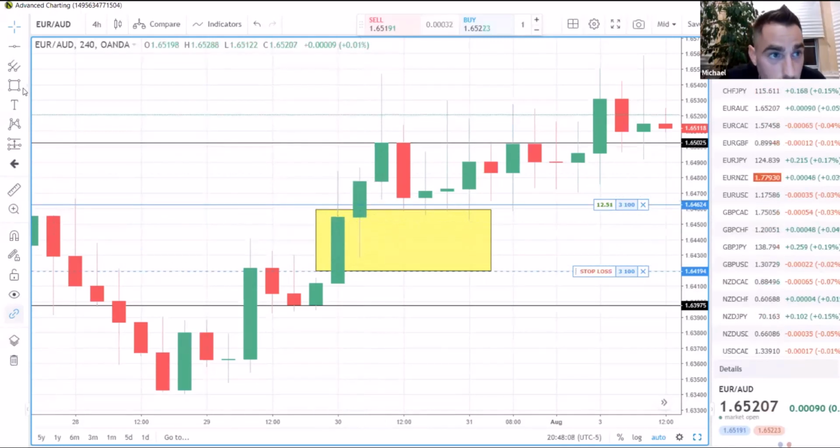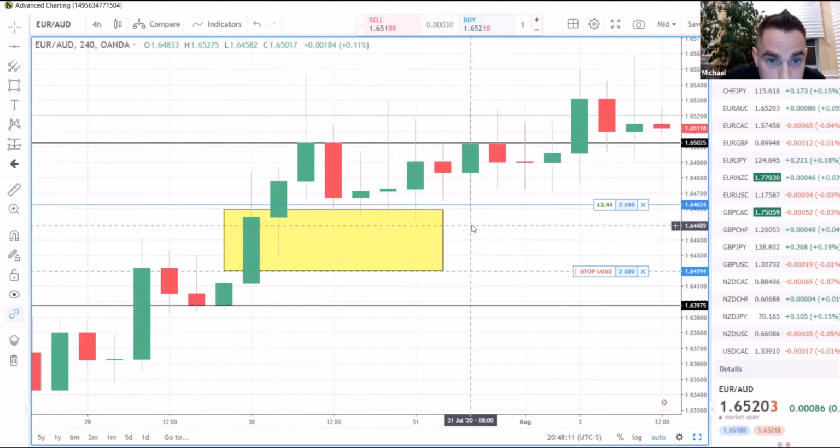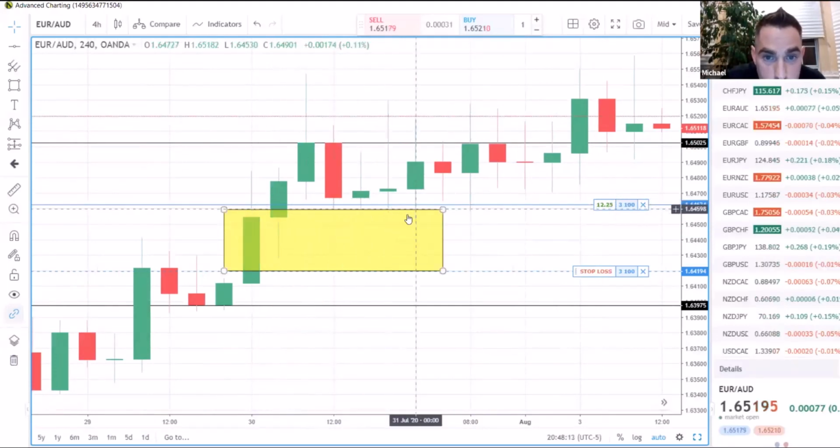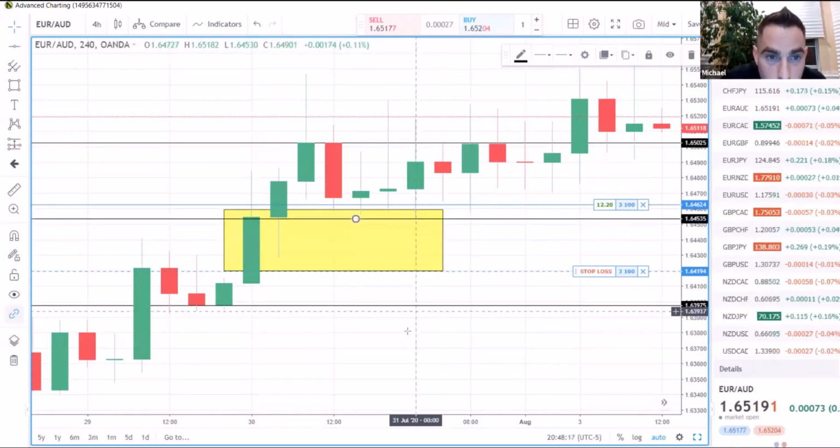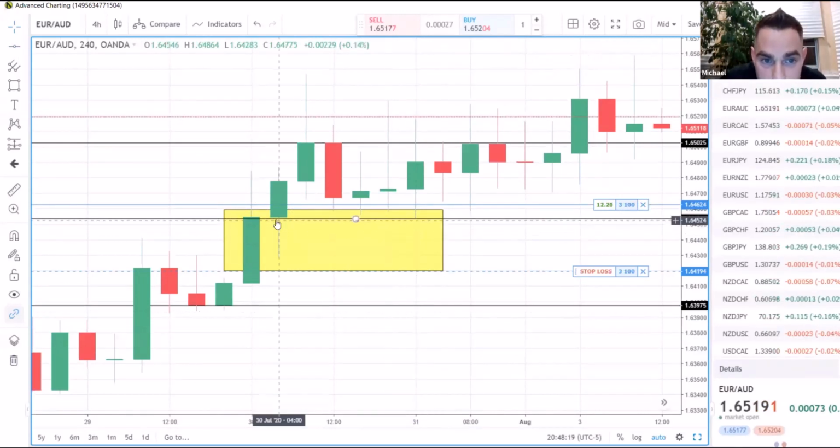Do you see how price came, it kind of danced around, then price right here. See how it came in and just got to this, just the very start. Let me make this even bigger.